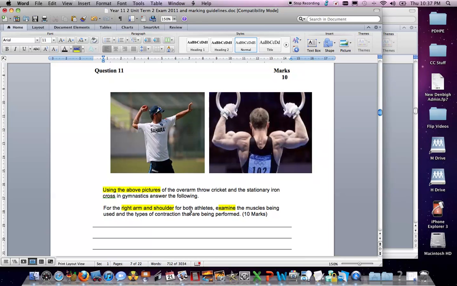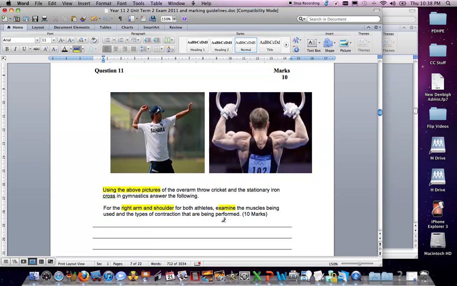If we look at the iron cross, we can see that the bicep, the tricep, the deltoid, the supraspinatus and the pectoralis major are the major muscles being used in this isometric contraction. Isometric suggests that there's no movement or change in the length of the muscle throughout the contraction. So to answer the question, you would need to indicate for both pictures, for the right arm and the right shoulder, the muscles being used, as well as the types of contractions that we've looked at just there.